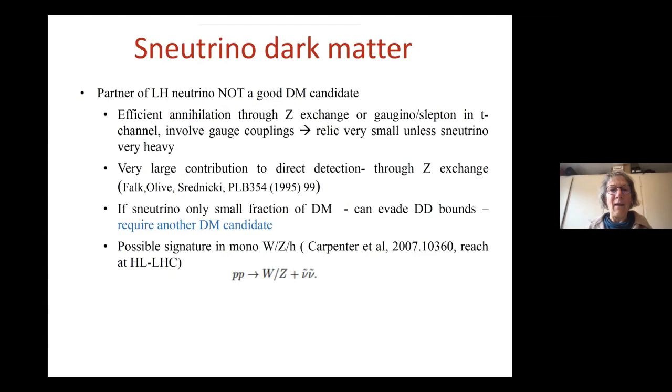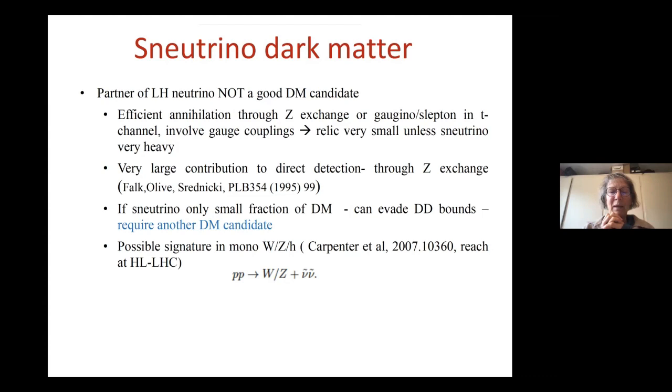Okay, so in the last, I don't know how much time I have, maybe about 15 minutes, I want to discuss another dark matter candidate in the MSSM, which is the sneutrino dark matter. My first point is that the partner of the left-handed neutrino that we find in the MSSM is not a good dark matter candidate. Why? Because it interacts with the Z, it annihilates very efficiently, and all these couplings involve gauge couplings. So typically the relic density is very small unless the sneutrino is very heavy.